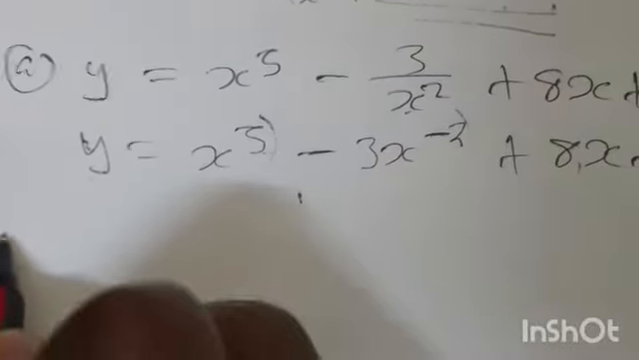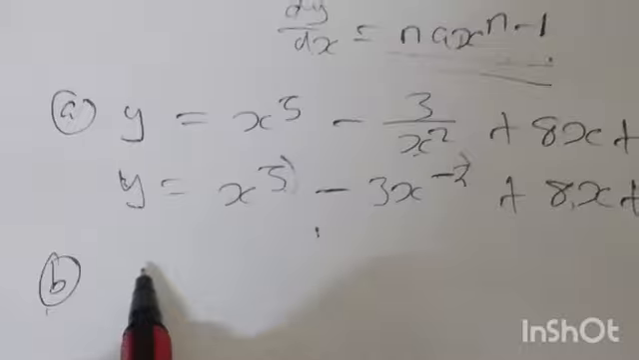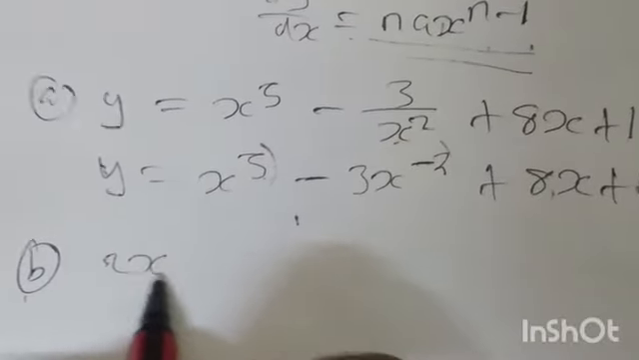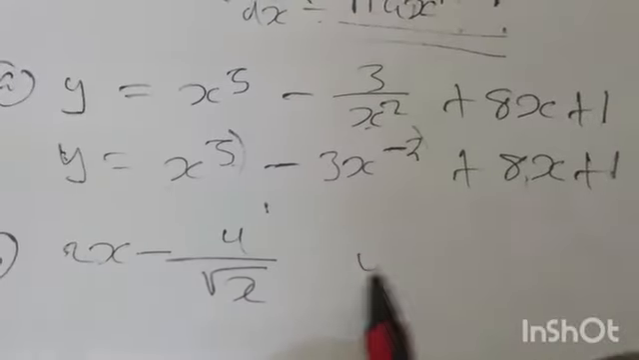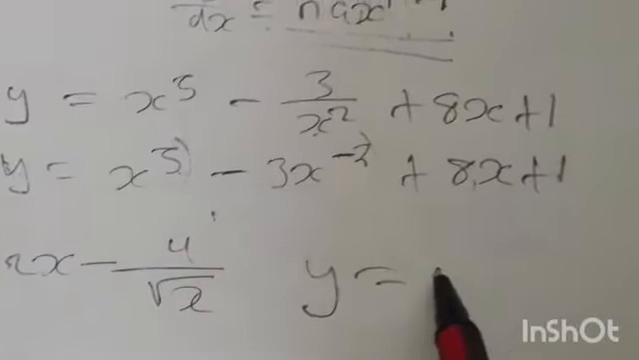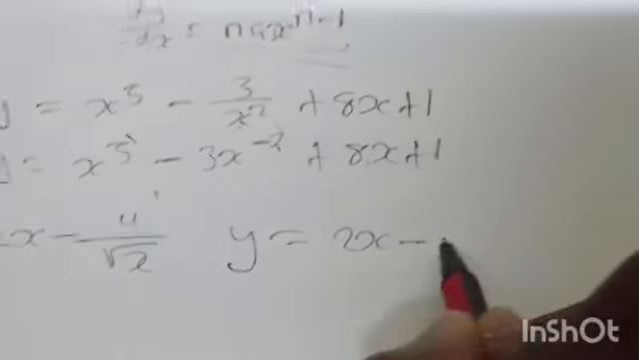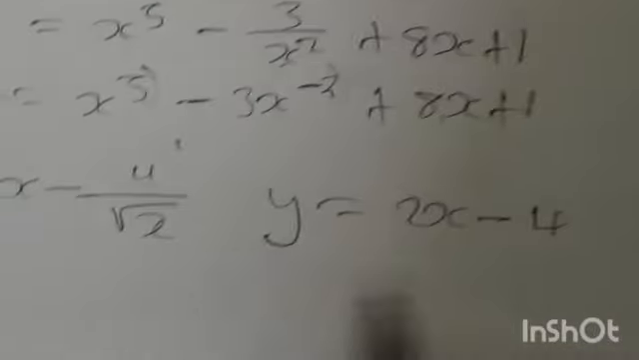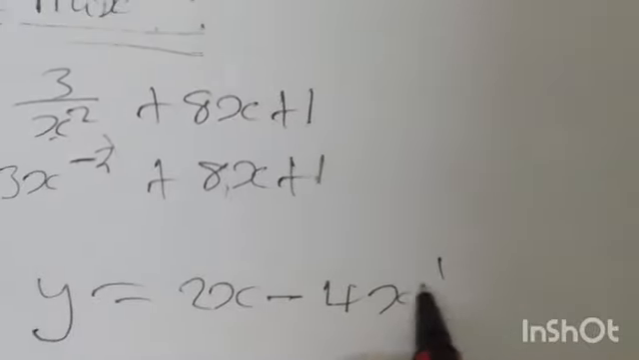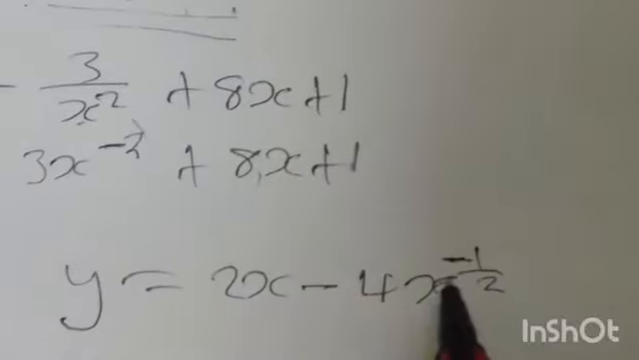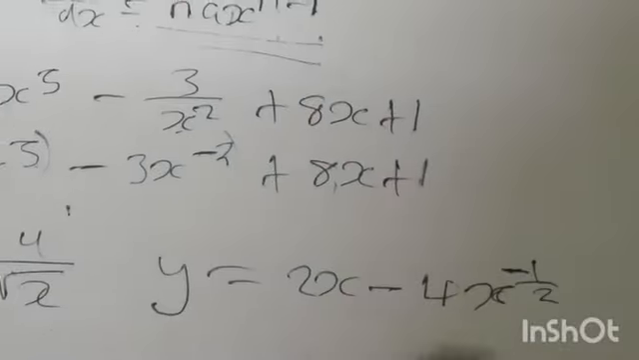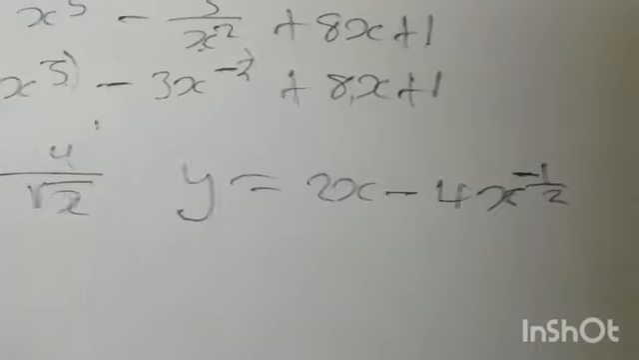Then for B, we have been given 2x minus 4 over root of x. If we write this one, you're going to have y is equal to 2x minus 4. Remember that root of x is the same as x to the power half. Now remember that we have 1 over, so this means it is negative. Then use this principle here to differentiate each one of these individually. Then now let's move to our C.